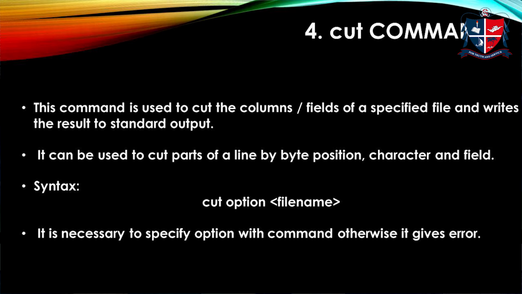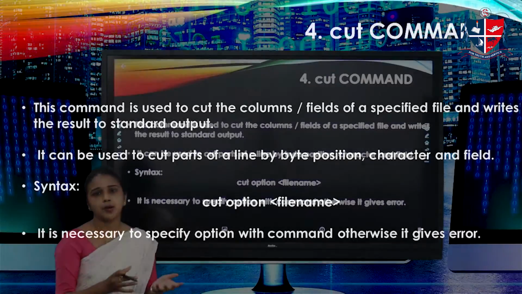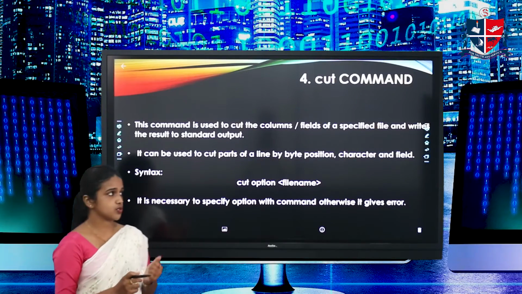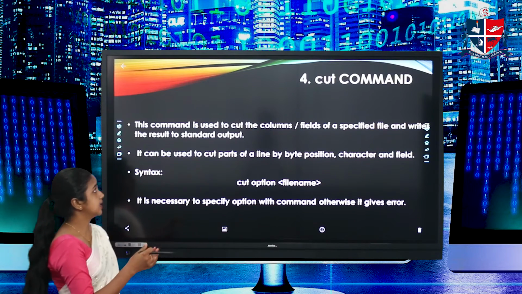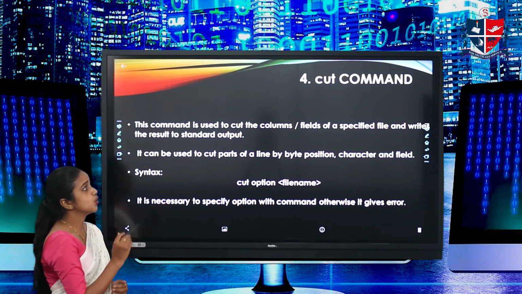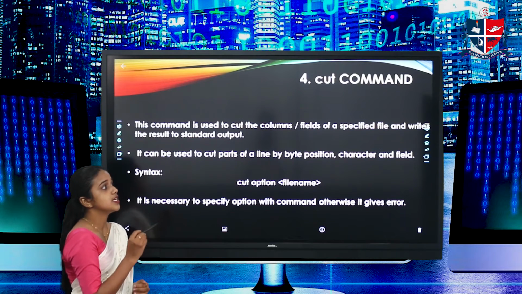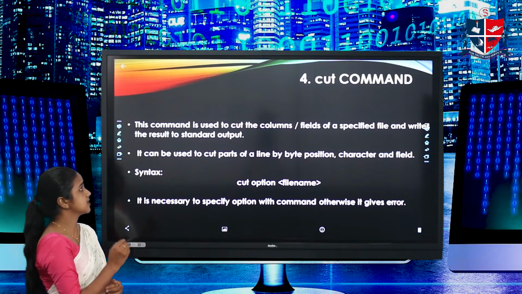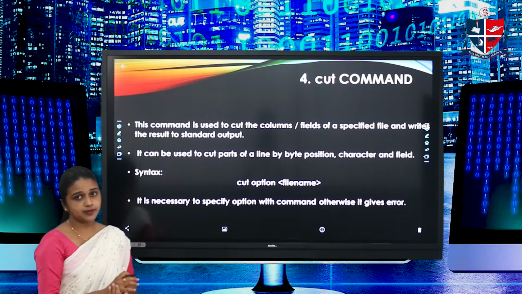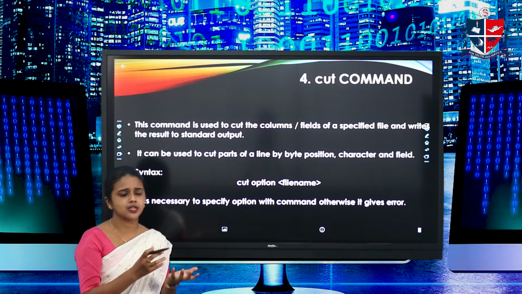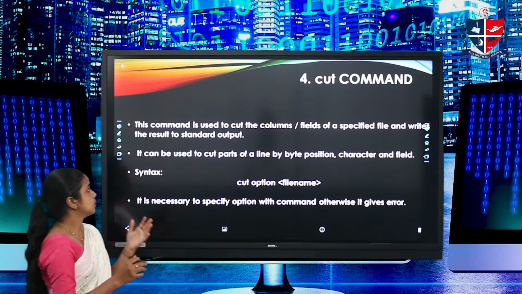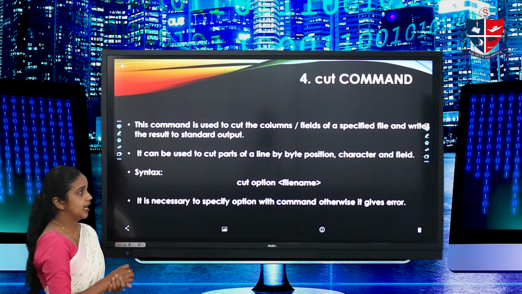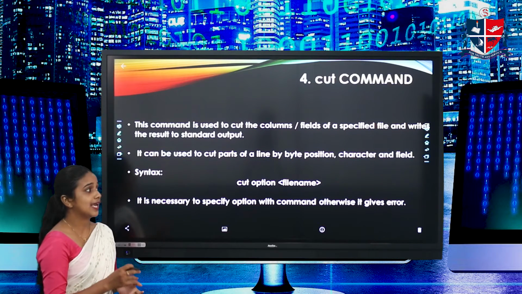The next command is the cut command. In general, cutting means slicing off a part and extracting something. In Linux also, the cut command works in a similar way. This command is used to cut the columns or fields of a specified file and write the result to the standard output. From the file, we slice off or filter a specified part and it is written to the standard output. It can be used to cut parts of a line by byte position, by character, or by field.